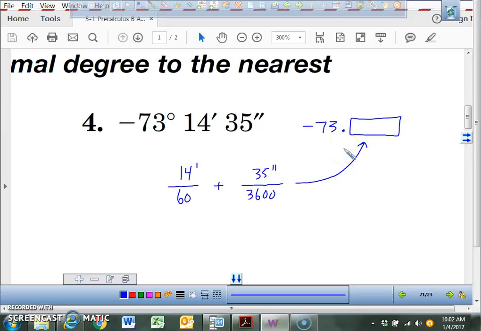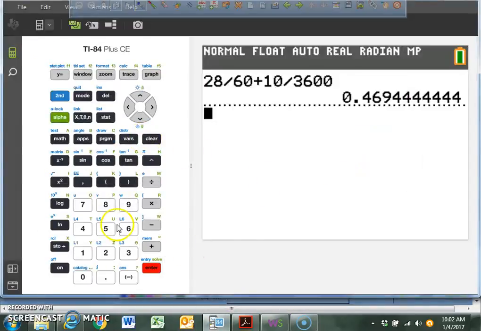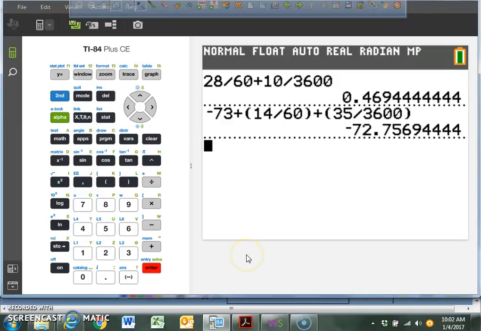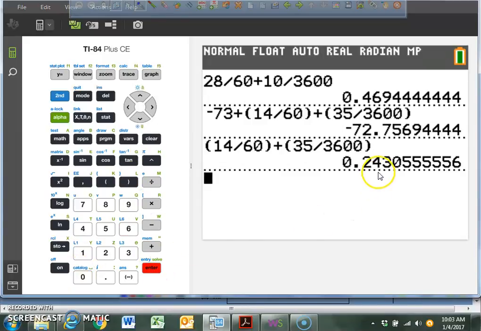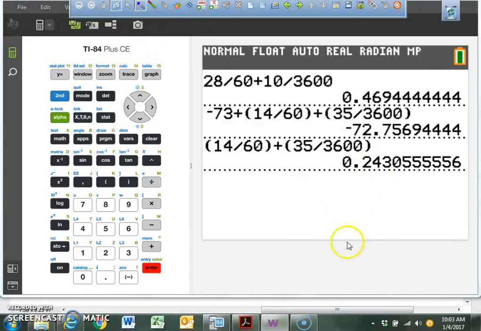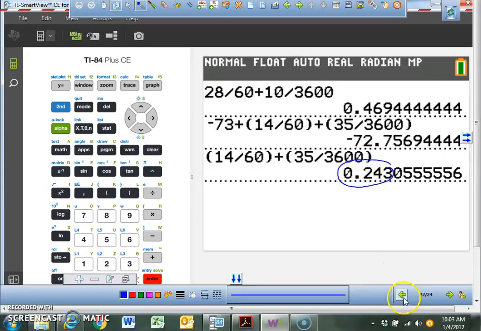Okay? Can I show you where students make a mistake? They do negative 73, and then they add, how many minutes do we have? 14? They add 14 divided by 60, and then they add 35 divided by 3,600, and they get this. But what did I tell you? Don't worry about that negative sign. We already know it's negative. I told you simply to take the 14 out of 60 and add the 35 out of 3,600. Add those together. You see that 0.243? That's what we're going to put right here.